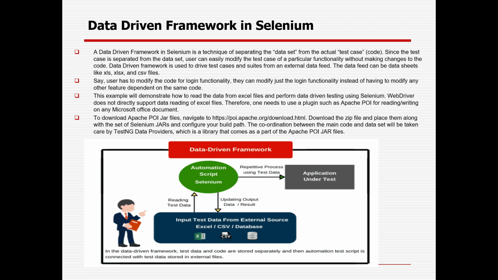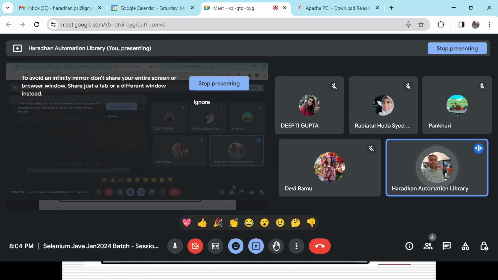You cannot work with an Excel file in the normal way using the Selenium jar file. So what additional thing is required? You need to install Apache POI first, and then associate all the Apache POI jar files to your project wherever you want to develop the data-driven framework. This is the path: poi.apache.org/download. You can go to that path.